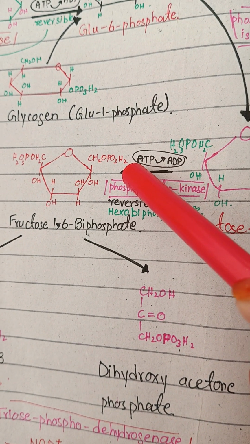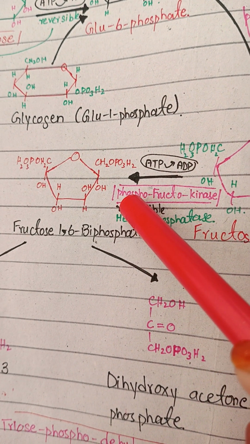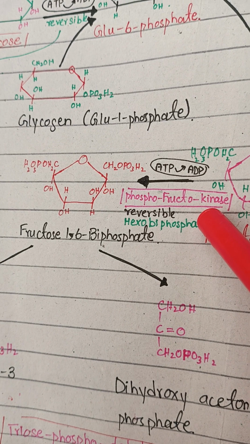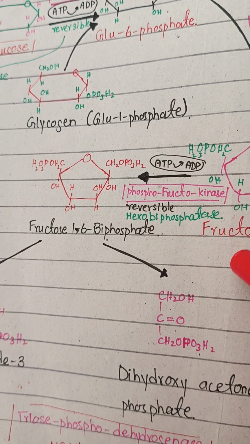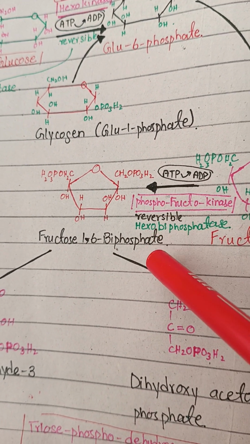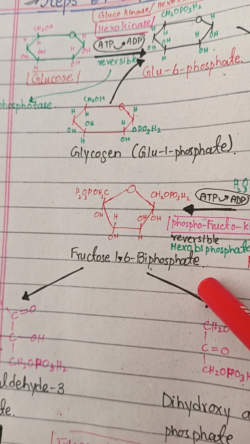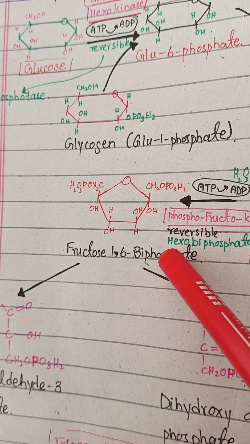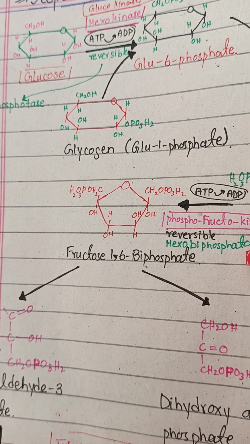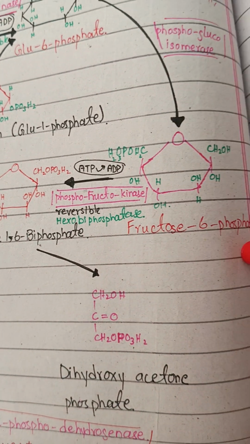Now another ATP is used. This ATP is converted into ADP and the enzyme is phosphofructokinase 1. And phosphofructokinase 2 can also be used, but phosphofructokinase 2 converts fructose 6 phosphate into fructose 2,6 biphosphate. But if we use phosphofructokinase 1, then it is converted into fructose 1,6 biphosphate. Now for the reversal of this reaction, we use the enzyme which is called hexose biphosphatase. ठीक है, hexose biphosphatase enzyme converts fructose 1,6 biphosphate into fructose 6 phosphate.